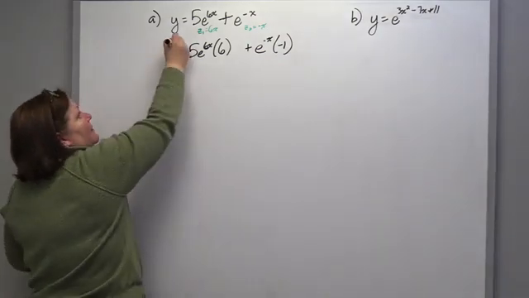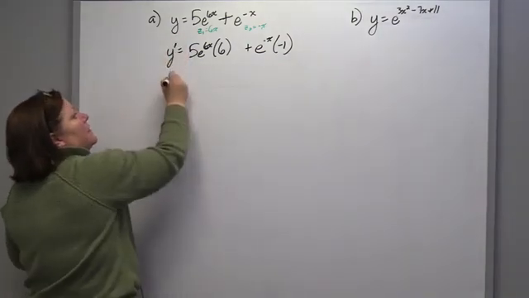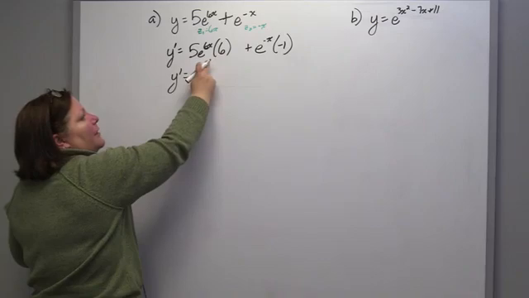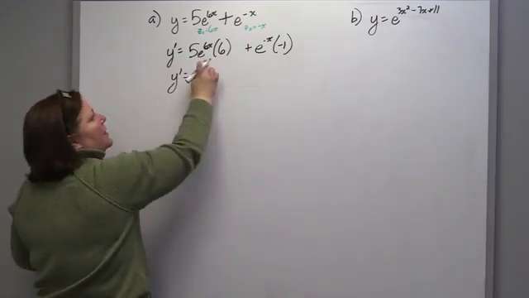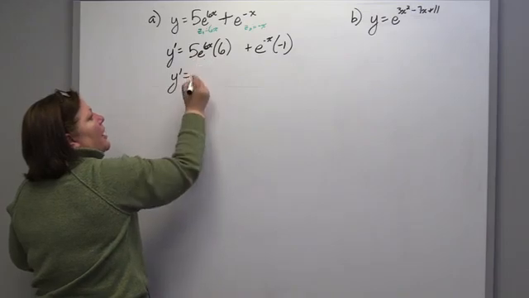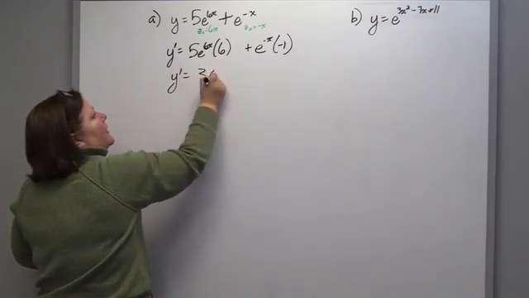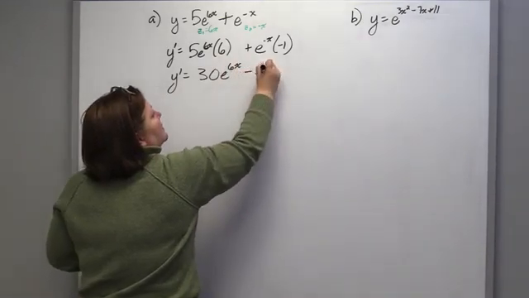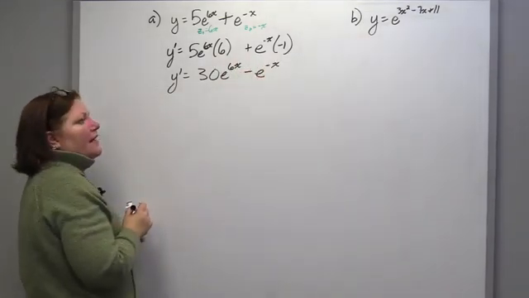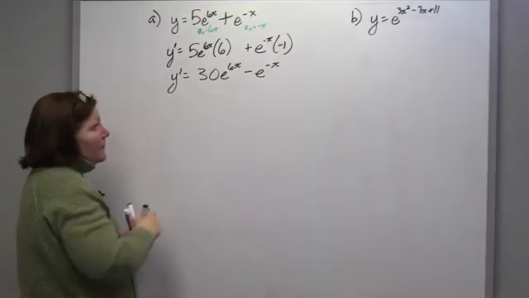And so we could clean this up. That's what the derivative is. We can clean this up a little bit so that we can see it easier, and less typing if this were a computer problem. 30e to the 6x minus e to the minus x is our final answer for the derivative.